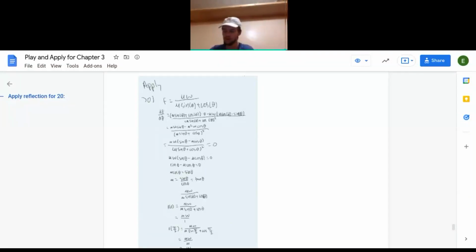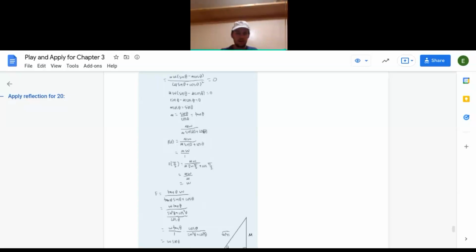And let's see, after setting it equal to 0, you simplify it, and then after that, you can figure out that the weird looking u, I forget what it's called, is equal to tangent. Then you go back to the original equation and figure out what f of 0 is and f of pi over 2 is, which is the square root of u times w, and then just w.